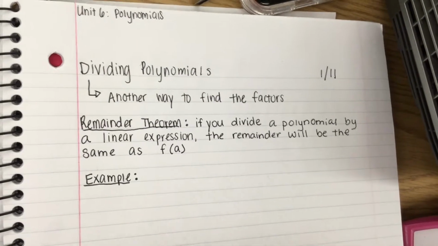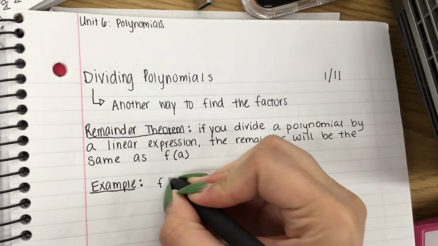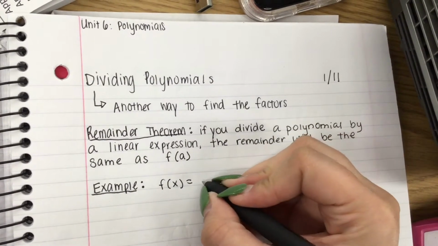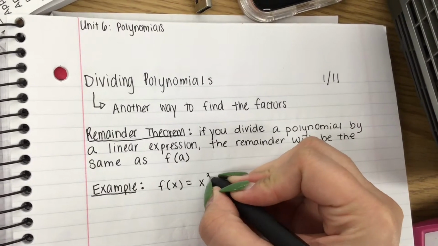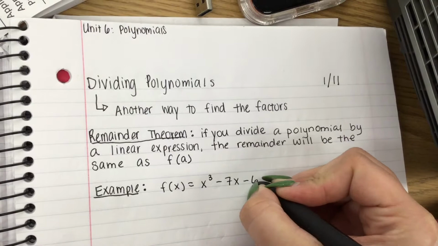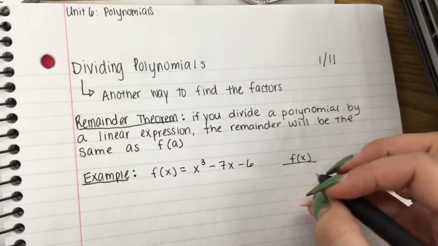Today we're going to talk about dividing polynomials, which is going to be another way for us to find our factors. So we're going to go ahead and use the remainder theorem. The remainder theorem is going to tell us what our remainder is once we divide by some sort of linear expression. So here we're going to divide by x minus 4.